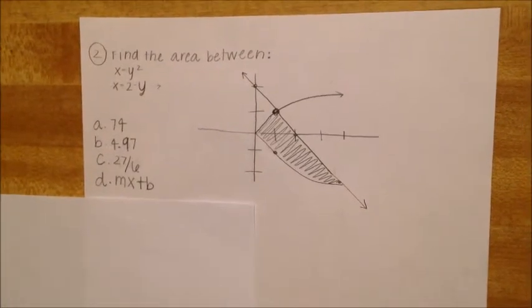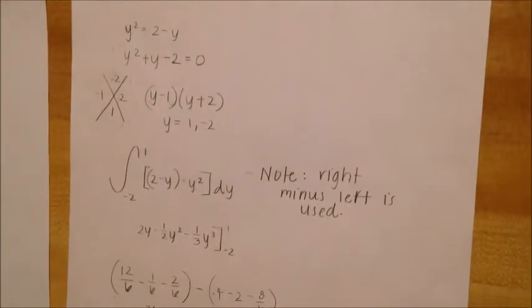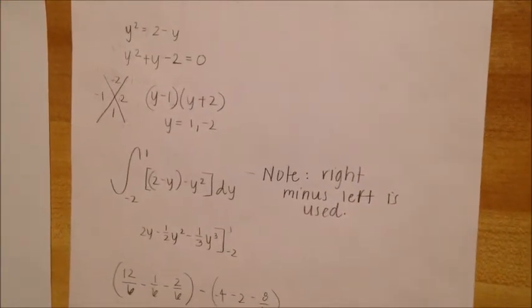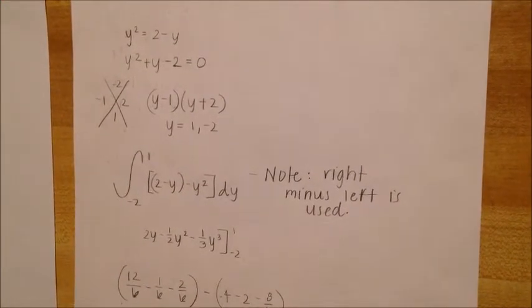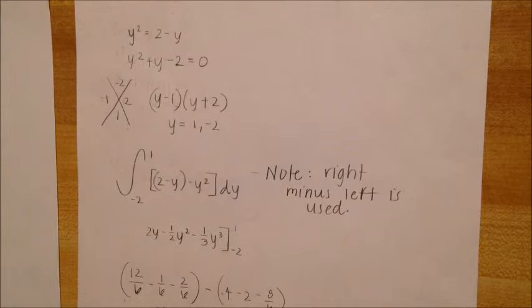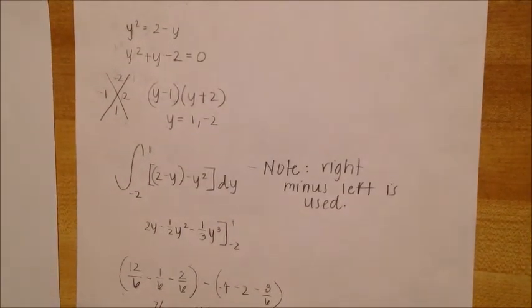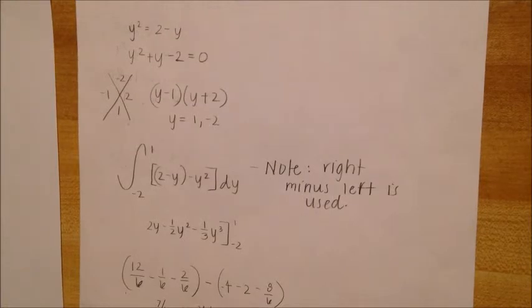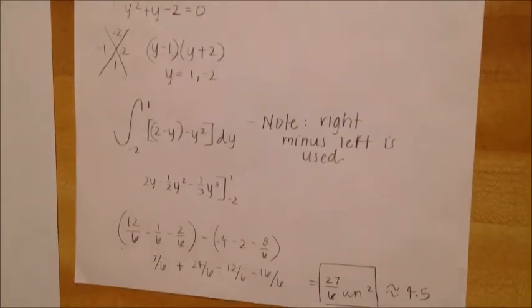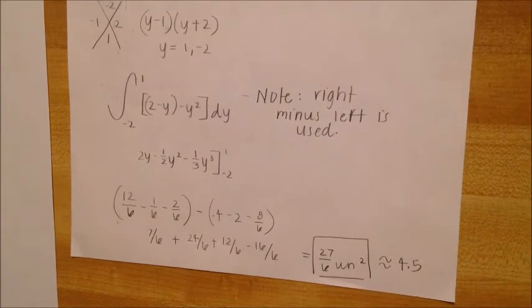Let's review the steps to make sure you know what you're doing. Alright, so again, you set the two functions equal to each other to find the bounds, in which you get y is equal to 1 and negative 2. Then you take the integral from negative 2 to 1 of 2 minus y squared. This is because you do the rightmost function minus the leftmost function. Then you take the antiderivative and then plug in your bounds, and you get 27/6 units squared.